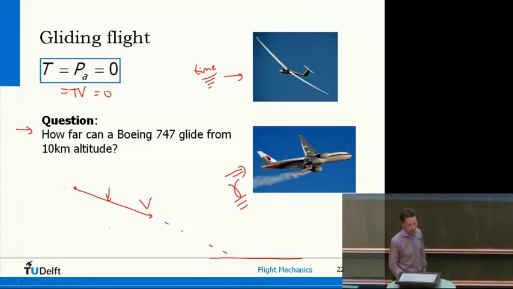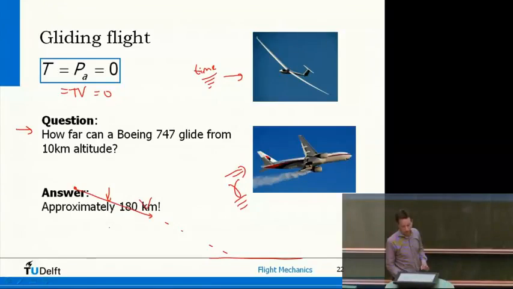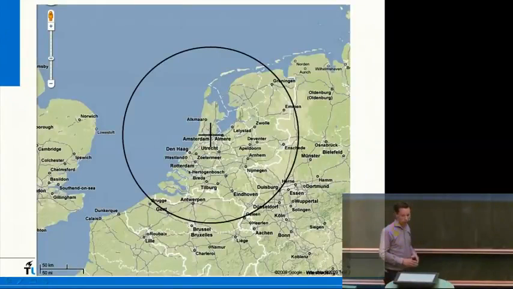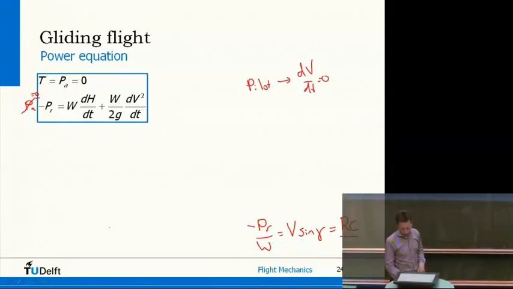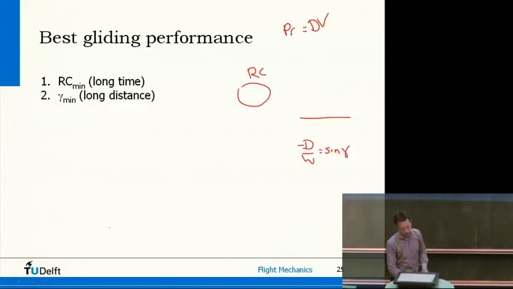Now, we've already discussed this question: how far can you glide with a Boeing 747 following an engine failure from 10 kilometers altitude? Hopefully at the end of the lecture you can calculate this easily in a minute or two yourself. So I'm going to skip this sheet because we discussed it.